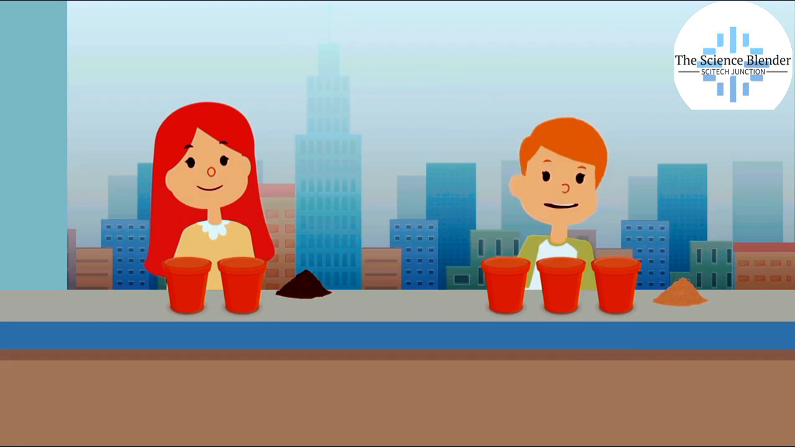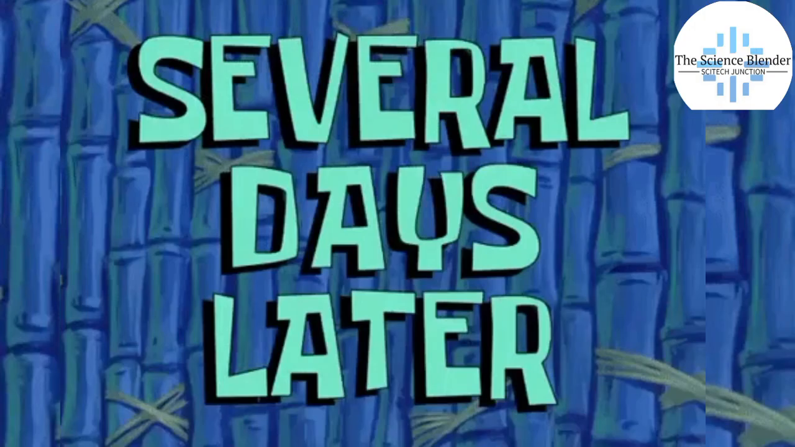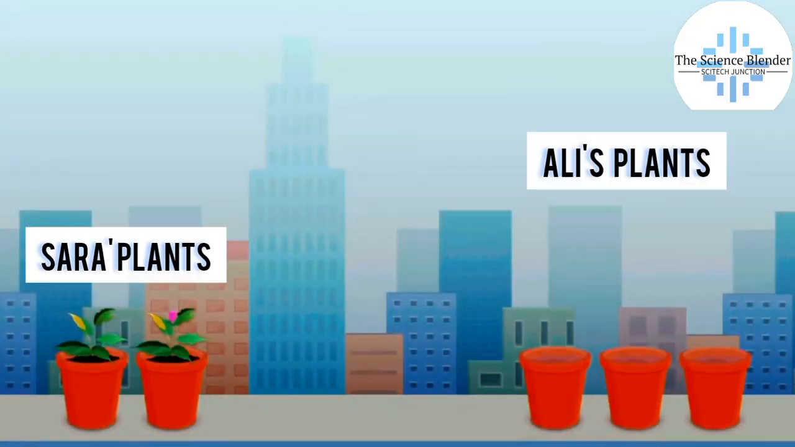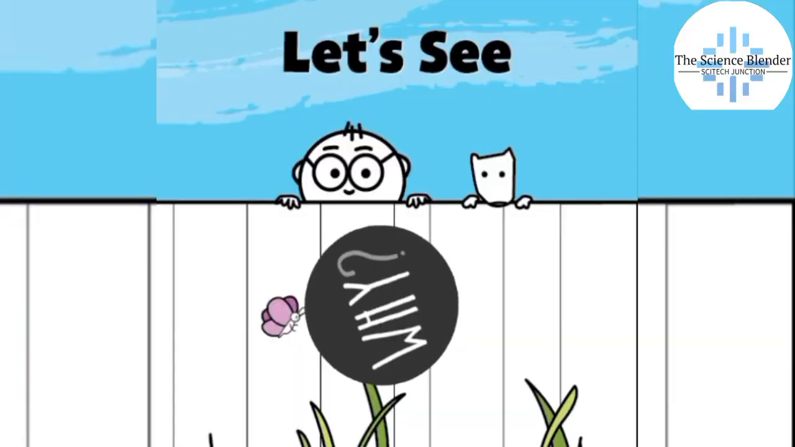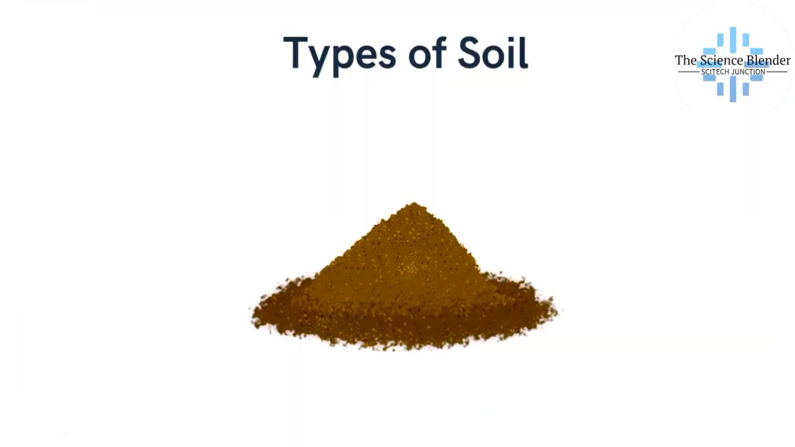But Ali was not understanding the fact. After several days, they saw that Sarah's plants had grown up and were having some flowers on them, but Ali's pots were empty. The seeds were still present in the soil as they were. So Ali was very sad about it and wondered why it happened. Why didn't the soil that Ali used help the plant to grow?